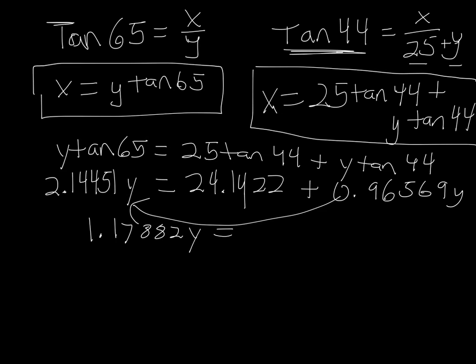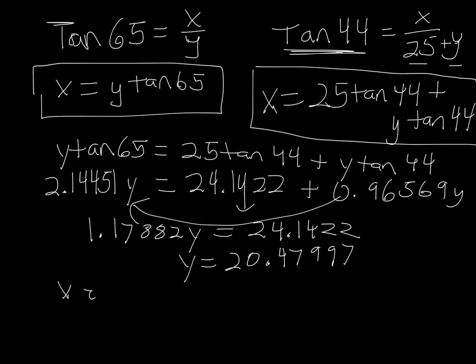1.17882y equals this value, bring it down, 24.1422. Divide through to solve for y, and y is going to equal 20.47997. That, of course, is the y value. We want the x for the height. So the x is equal to y times the tangent of 65, according to our first equation, but plug that into the y. So 20.47997 times the tangent of 65 is going to give me an x value of 43.9.